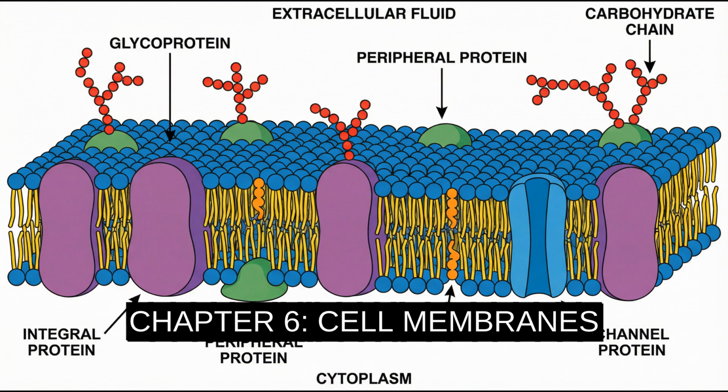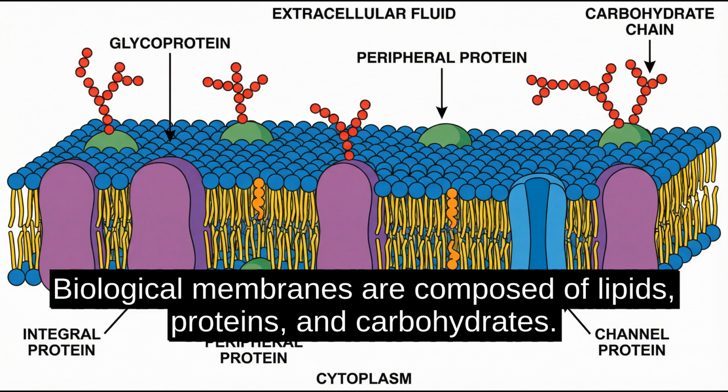M phase is when the cell divides. Some cells enter G0 phase, a quiescent state. Checkpoints regulate the cell cycle. The G1/S checkpoint checks cell size and nutrients. The G2/M checkpoint checks DNA replication. The spindle checkpoint ensures proper chromosome attachment.